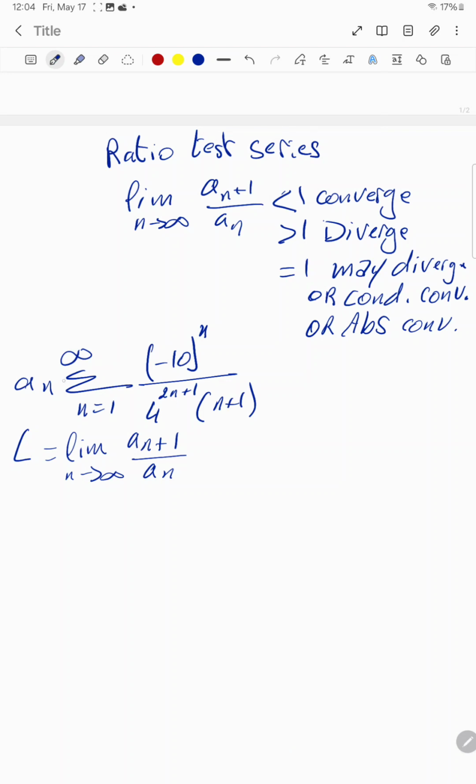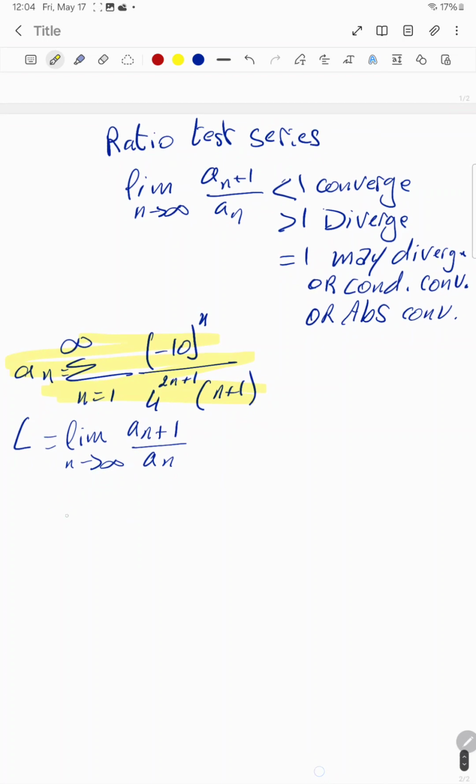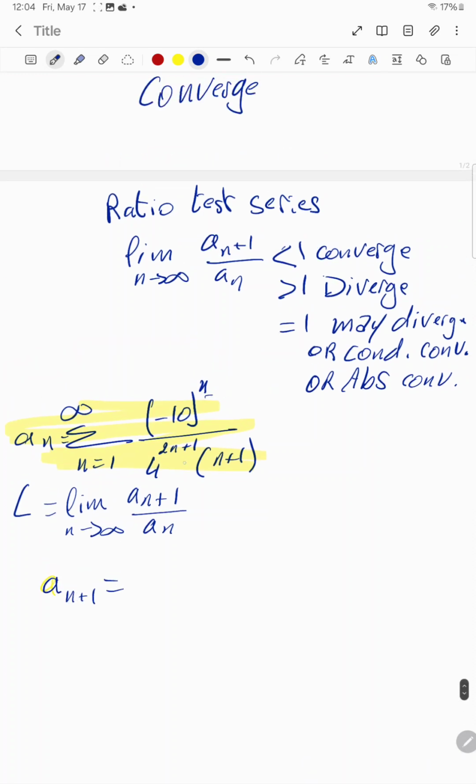So here I have my a of n is equal to this. That's my a of n. This is my a of n. Let's find my a of n plus 1. All what I have to do is replace every n in my series by n plus 1.